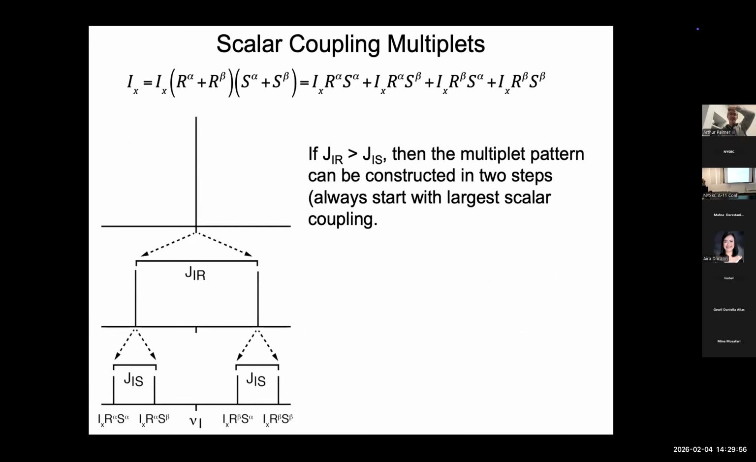And here is what I meant by starting with the large coupling. So the IR coupling is bigger than the IS coupling. First, I would say for this operator, I have an in-phase doublet for the JIR coupling, and then I have an in-phase operator for the JIS coupling. So each of these lines gets split into a multiplet split by JIS, and I have 4 lines.